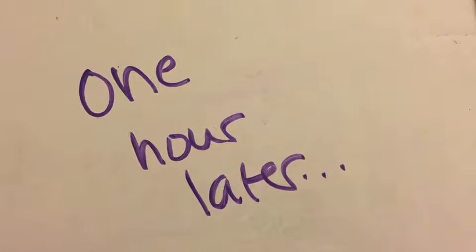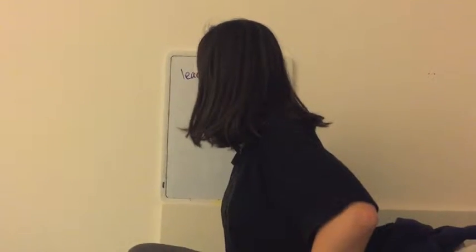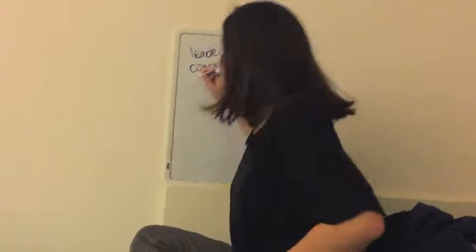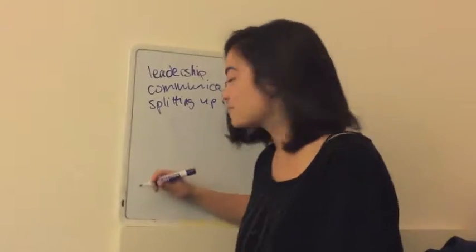One hour later. Now that you've done the escape room, what are some skills that you needed to have, or some personality traits and stuff that helped you get through the room faster and work as a team? Okay, there need to be leadership. What else? Communication. Splitting up roles. Different ideas when you encounter a problem, right?